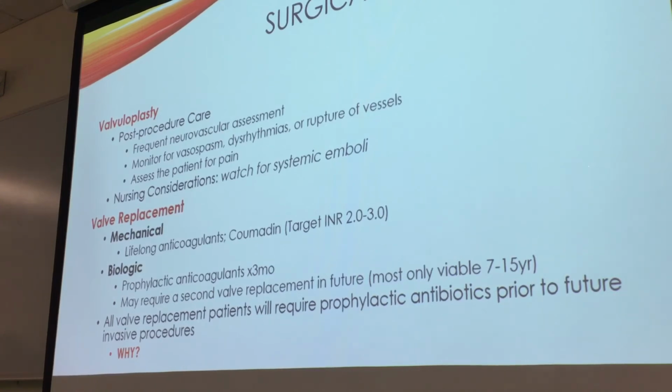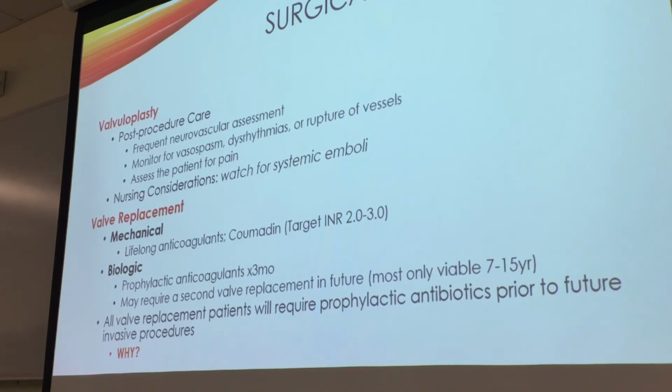And then valve replacement, there are two kinds, mechanical and biologic. So mechanical is an actual metal valve, I don't know specifically what type of metal they use, that works as a normal valve. There's a picture on the next page I'll show you. But with these patients, the one thing to remember with mechanical valves is they need lifelong anticoagulants because of their risk for vegetations developing on the new valve.